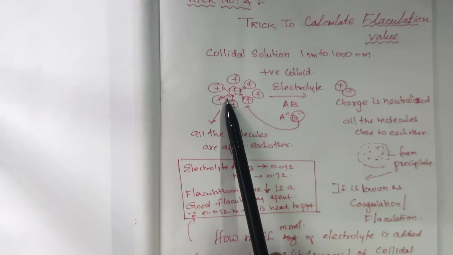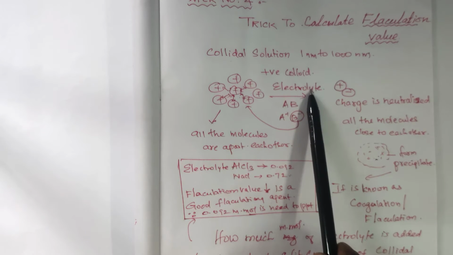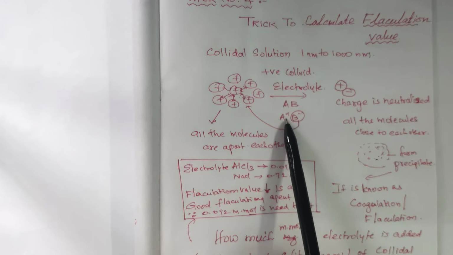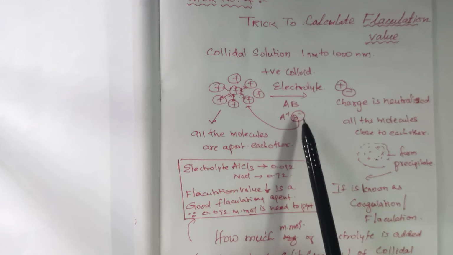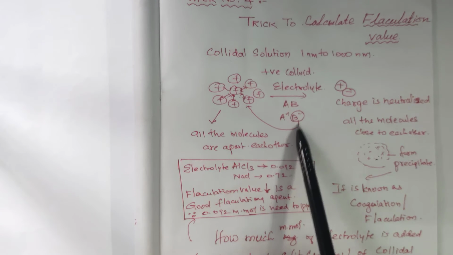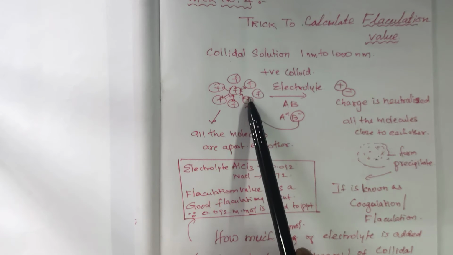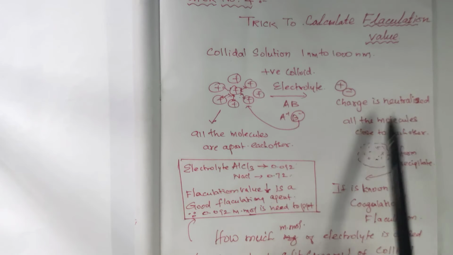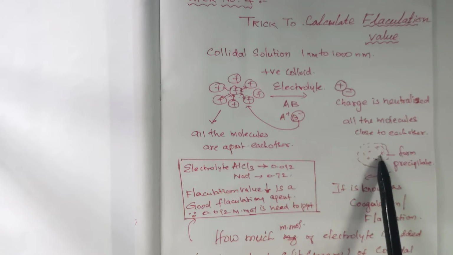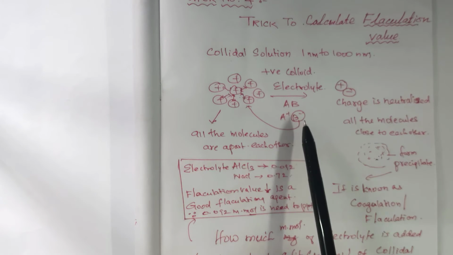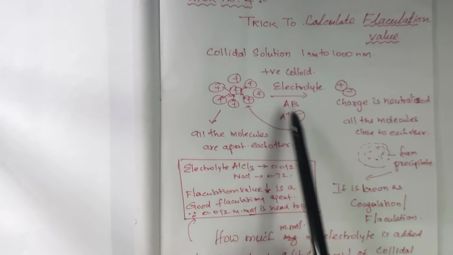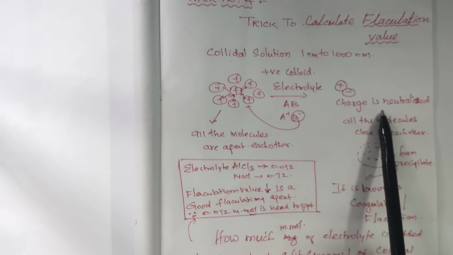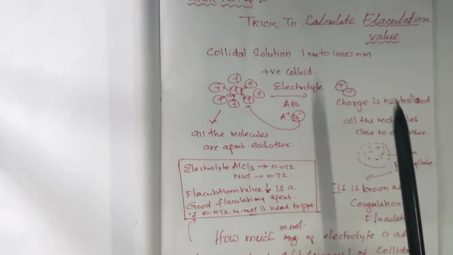This is a colloid. After adding an electrolyte, which is nothing but AB, suppose that AB is divided into A+ and B-. What will happen is that B- is attracted to that positive charge. It comes together, it is neutralized and makes the precipitate. So the amount of electrolyte added to make the precipitate is nothing but coagulation.